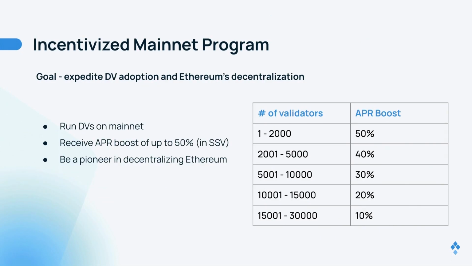All right. So to encourage the adoption of DVT or SSV network, to further help decentralize the overall health of Ethereum, especially on the Ethereum staking side of things, the DAO launched an incentivized mainnet where you can get up to 50% APR boost on your existing validation rewards. This is to encourage adoption and to appreciate early adopters. I'm sorry to say we started 1 month ago, so if you want to join yourself, there are only 11 months left.